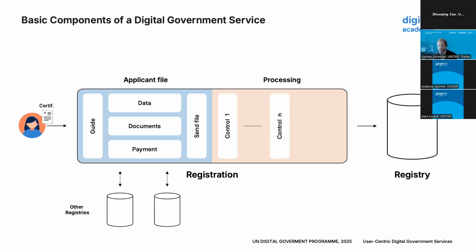So once the user sends the file, the information can be reviewed by one or more, typically more, public officials, right? And then there is a final approval and the information is sent. And there is an entry into a database where the data and the documents are stored and the certificate is sent back, right? So this is the registry. I just want to take a second to allow you to ask some questions, perhaps, because this is really central to service design.